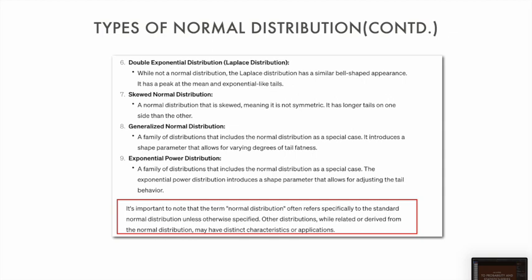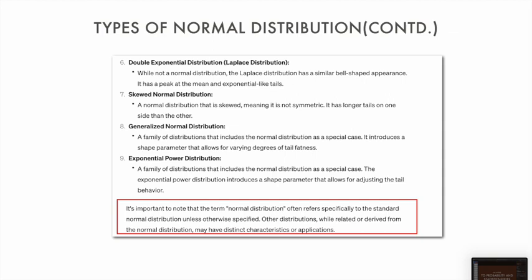Exponential power distribution means a family of distributions that includes the normal distribution as a special case. The exponential power distribution introduces a shape parameter that allows for adjusting the tail behavior. In generalized normal distribution, it introduces a shape parameter that allows for varying degrees of tail flatness. So it's important to note that the term normal distribution often refers specifically to the standard normal distribution unless otherwise specified. Other distributions, while related or derived from the normal distribution, may have distinct characteristics or applications.